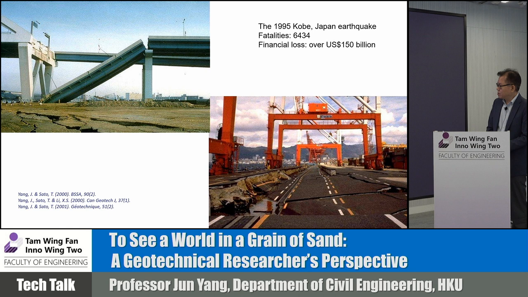As Kobe is one of the largest ports in Japan, the damage led to a huge financial loss, as you can see, about 150 billion US dollars. Can you imagine? The shaking was just less than 100 seconds. So that means we really have to worry about the potential earthquake damage to artificial islands.